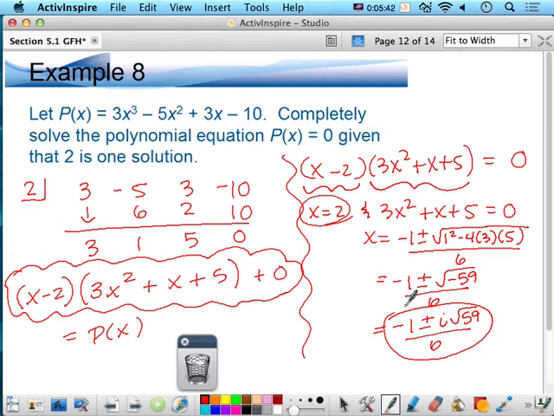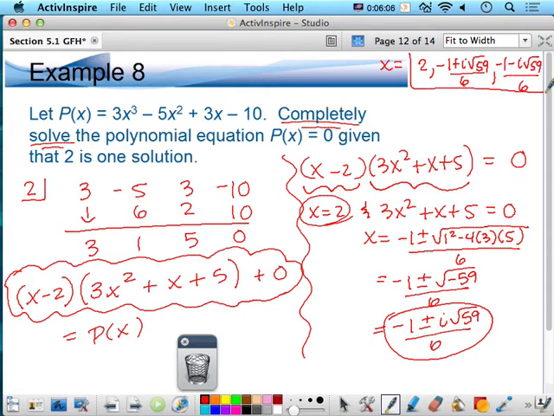So we were going to list them. It says completely solve, so you want to list all solutions. So do not forget that the original 2 is a solution. And then we have -1 plus i square root of 59 over 6, and we have -1 minus i square root of 59 over 6. So there are our answers.